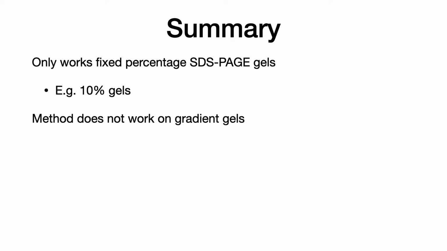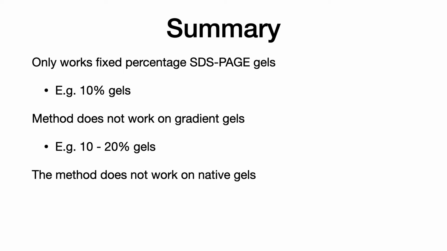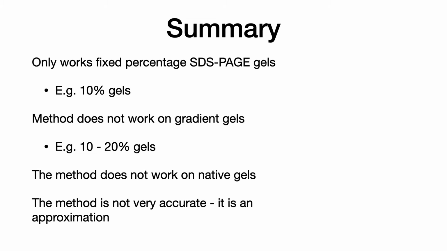So in summary, this method only works on fixed percentage gels, for example a 10% gel. The method does not work on gradient gels where you've got an acrylamide gradient going from, let's say, 10 to 20%. It won't work there. And also it will not work on what we call native gels, where there's no SDS present to denature the protein. And you should note this method is not very accurate.